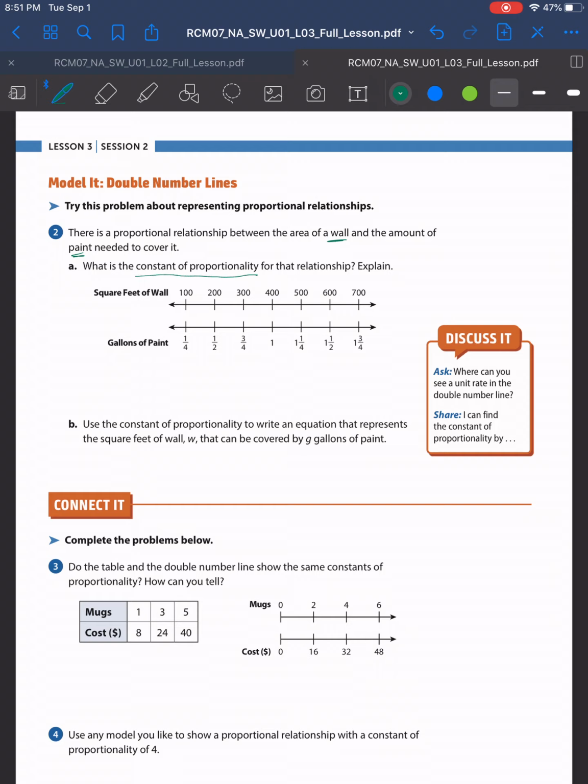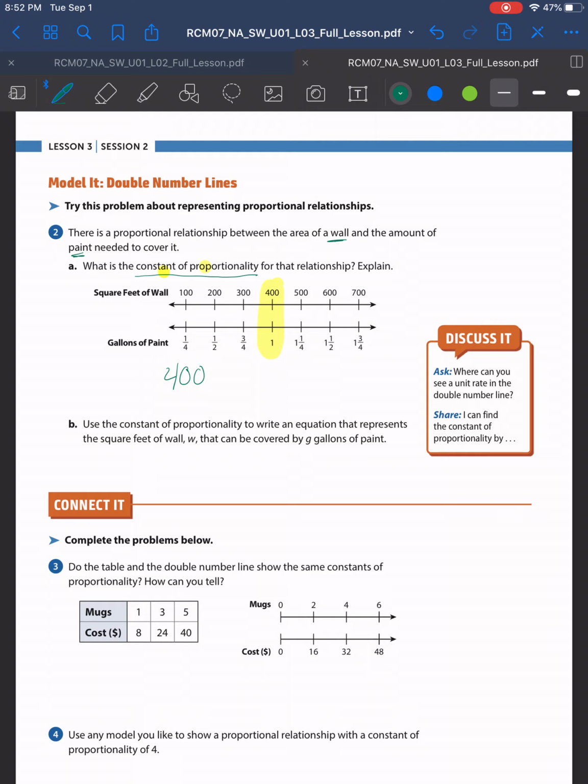So based on this, first of all, I'd go find the unit rate. A unit rate means that there's a 1 of something, right? I see a 1. What that unit rate says is that for every 400 square feet of wall, it's going to take 1 gallon of paint. Okay? That's my unit rate. What is the constant of proportionality? Well, the constant of proportionality is usually the unit rate. So I'm going to say the constant of proportionality is 400.